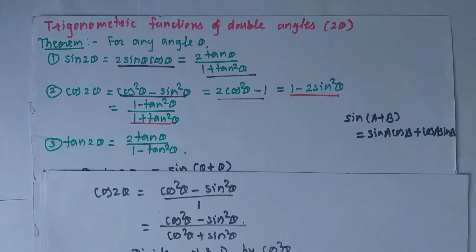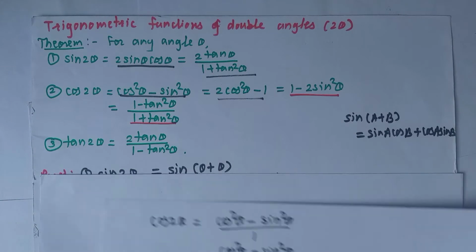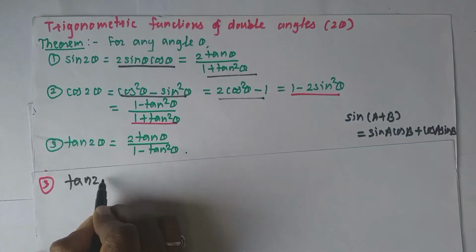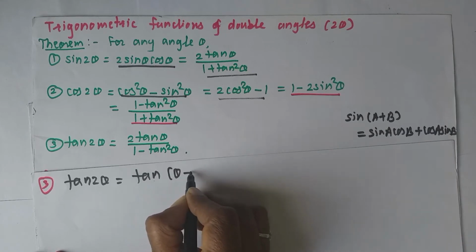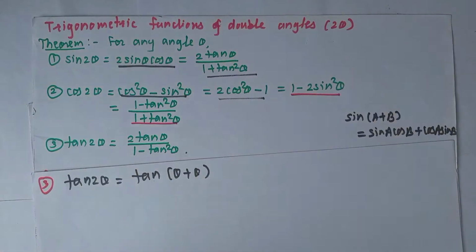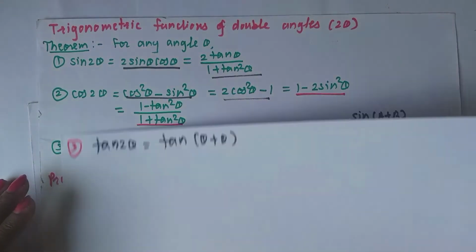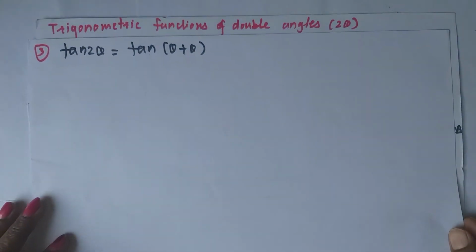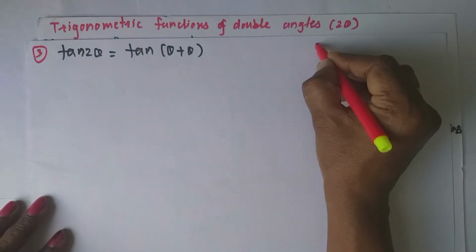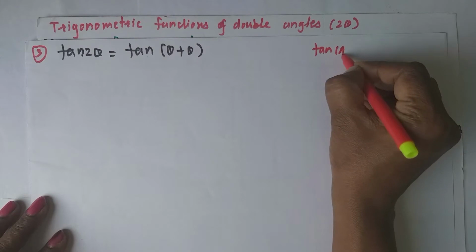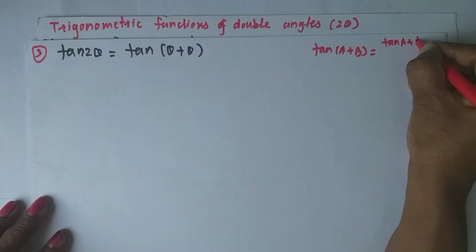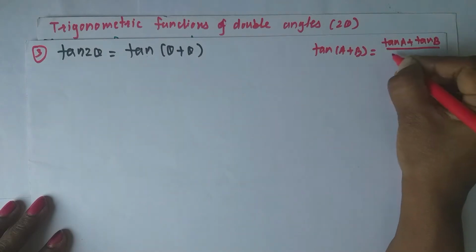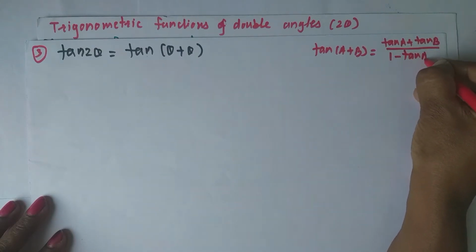Now we will prove the final result, tan 2 theta. Again I can write this as tan of theta plus theta. And in our previous lecture we have studied one of the formulas for tan a plus b. What is that formula? I know that tan of a plus b means tan a plus tan b divided by 1 minus tan a tan b.